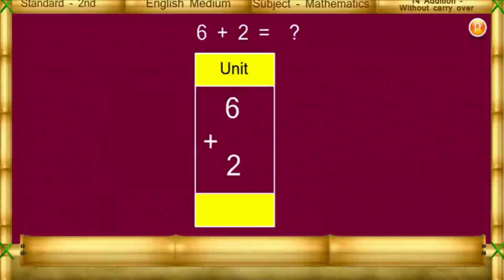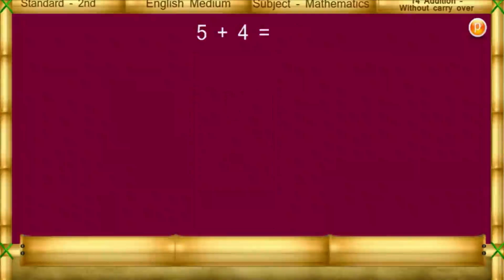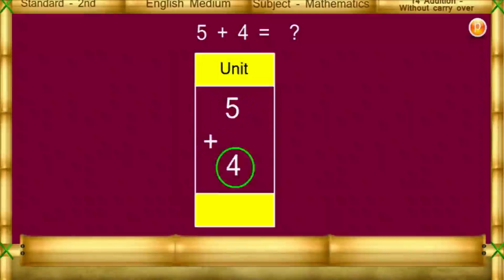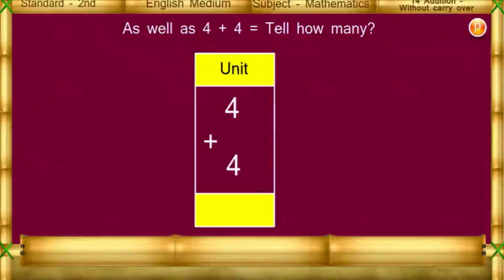6 plus 2 equals how many? 6 plus 2 equals 8. 5 plus 4 equals how many? 5 plus 4 equals 9. As well as 4 plus 4 equals, tell how many? Correct. 4 plus 4 equals 8.